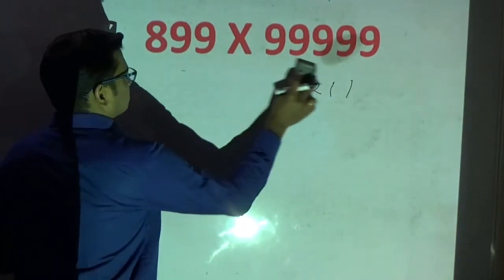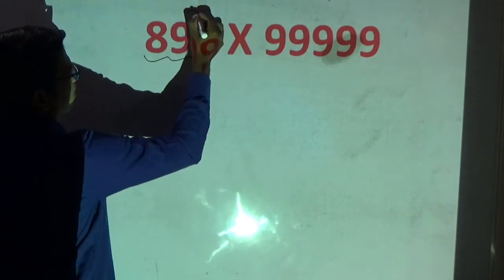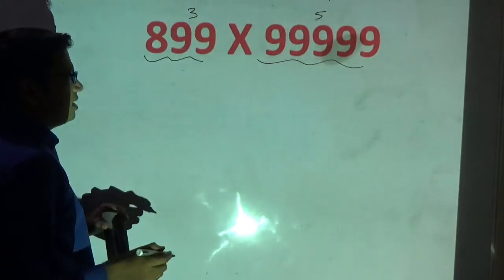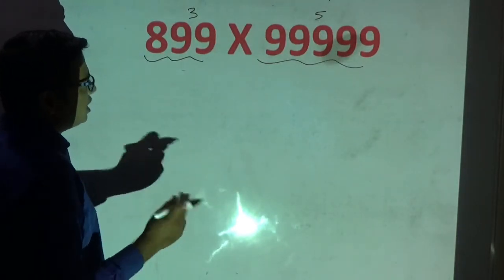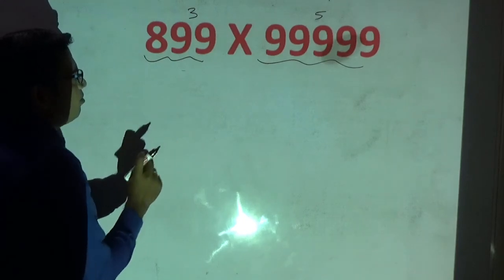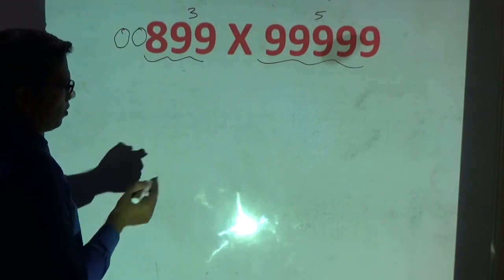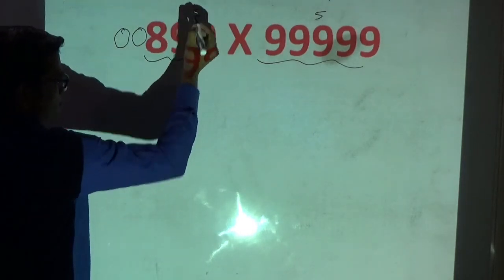Now you observe this here. Count how many digits are there? Only 3. Here how many 9s are there? 5. Now the question may arise whether I can apply that method or not. Yes, my dear friends, you can still apply that method with a little modification. I will put 2 zeros here. Now count how many digits are there? 5. I will apply that method now.